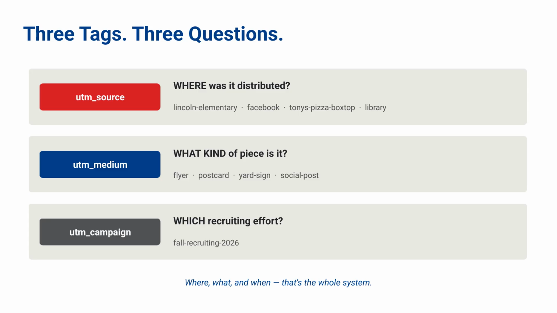You only need 3 tags, and each one answers one question. Source is where the piece was distributed: the school, Facebook, the library, even the pizza box toppers the Scout membership drive kit suggests asking your local pizza place to hand out. Medium is what kind of piece it is: a flyer, a postcard, a yard sign. And campaign is which recruiting effort it belongs to, like Fall Recruiting 2026. That's it: where, what, and when.